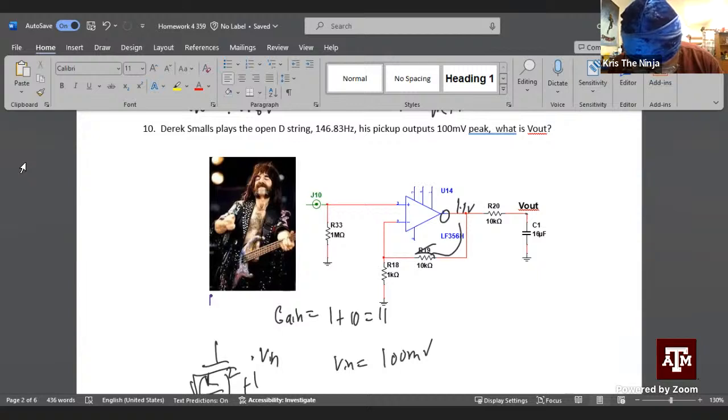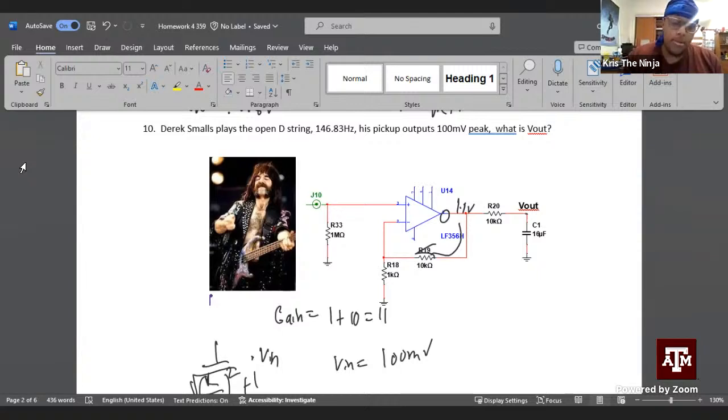Derek plays his E string. Okay, so now we're dealing with the different frequencies at 329 and 246, basically. He's playing with an output of 82 millivolts, so 82 millivolts goes in. That's 0.082 times 11, so that gives us 902 millivolts out.